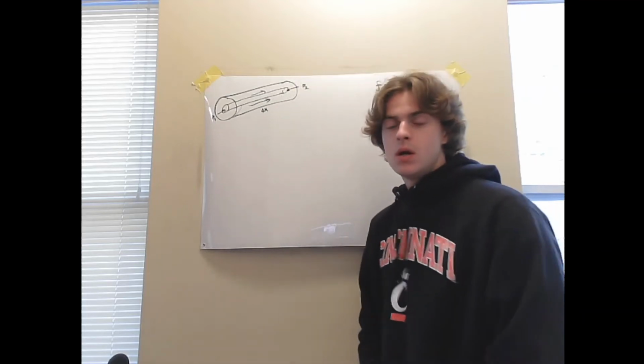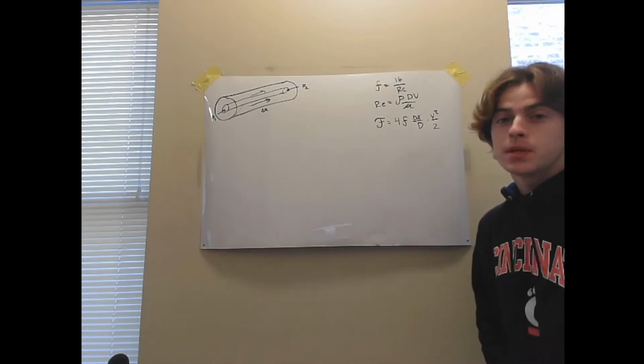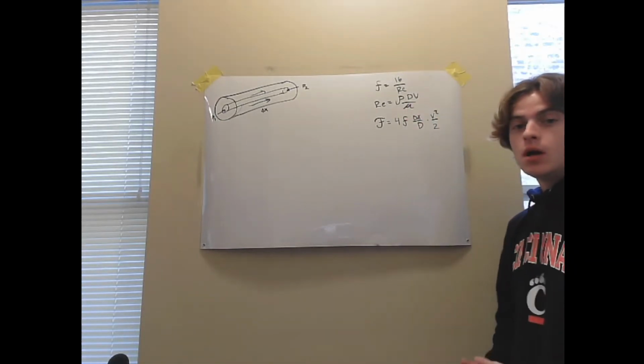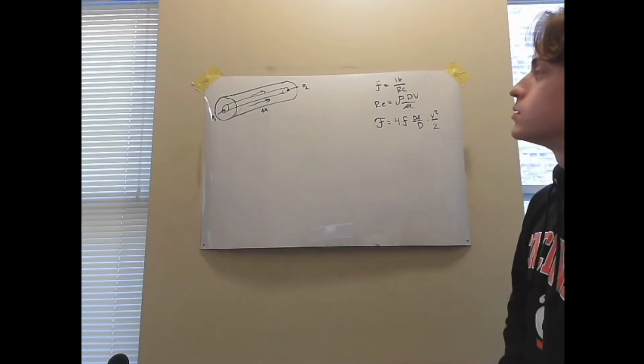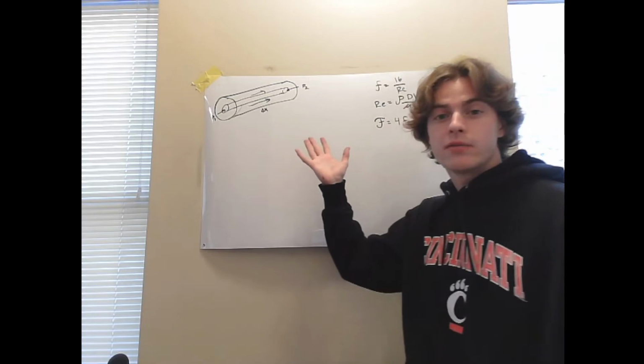So in this video, I'm going to be showing that the Fanning friction factor is always 16 over the Reynolds number for laminar flow. And kind of how I'm going to do that is we're going to start with a control volume cylinder inside of a pipe.